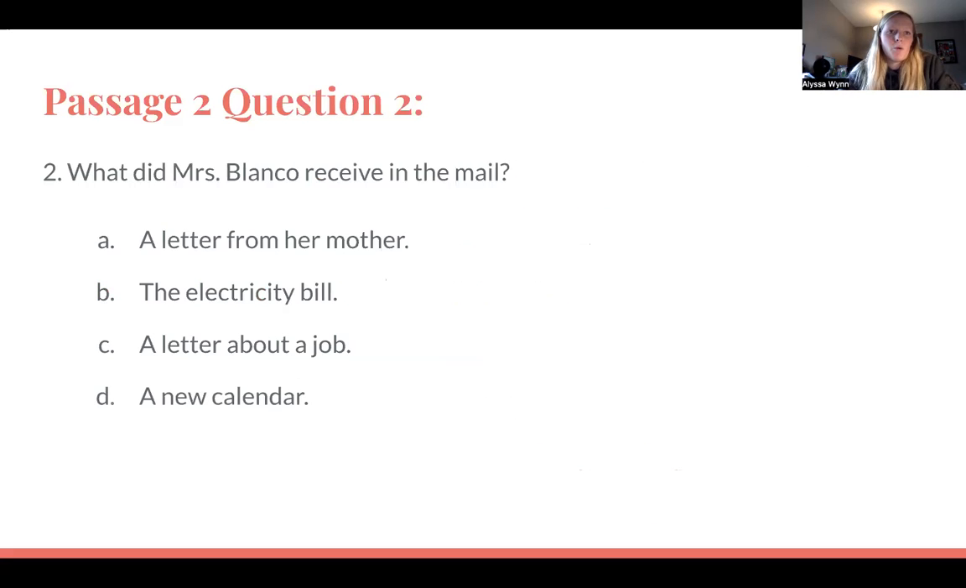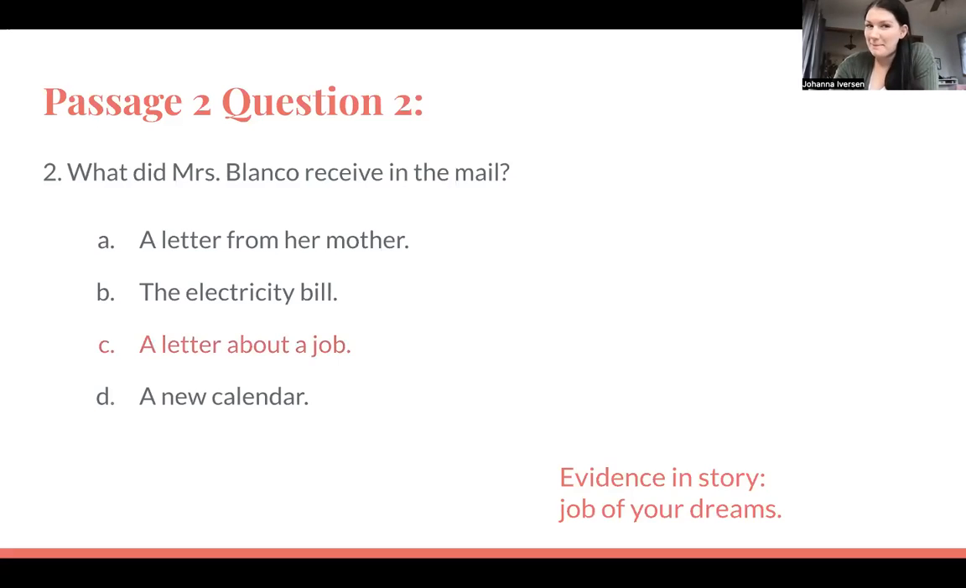Number 2, what did Mrs. Blanco receive in the mail? A, a letter from her mother. B, the electricity bill. C, a letter about a job. And D, a new calendar. It was C. Yep, C, a letter about a job. And the evidence in the story was the job of your dreams.